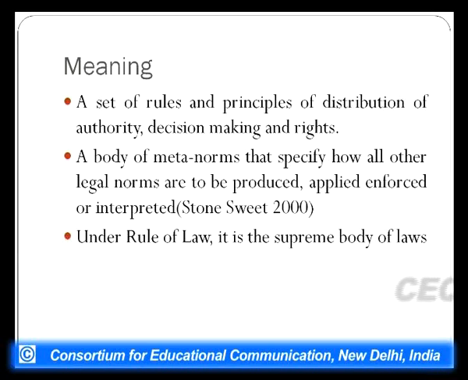The second thing about explaining Constitution is that basically it is a set of rules and principles of distribution of authority, who gets what, decision making and rights. What are the rights? If they get enshrined in the Constitution, they become constitutional rights or fundamental rights. So these are some of the aspects of Constitution. Then if you look at the rule of law, all those countries which follow rule of law, it is the supreme body of laws.